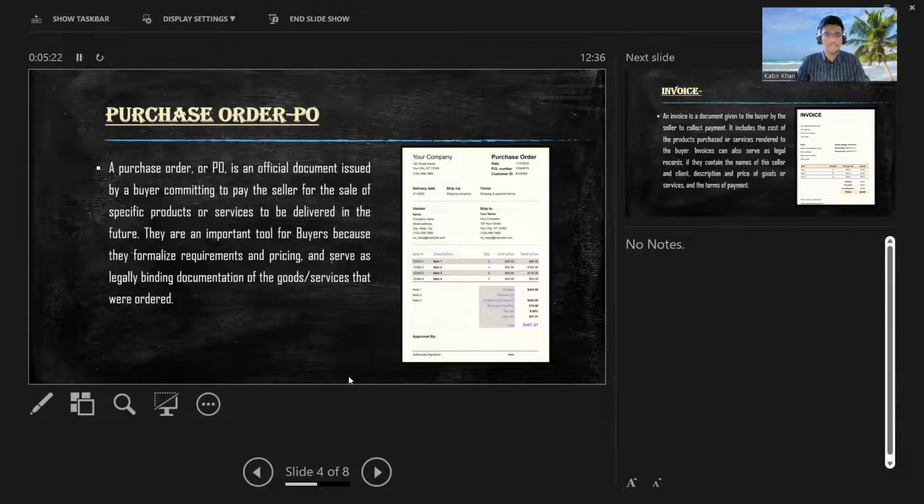So who will raise the purchase order? In short, we can say the buyer raises the purchase order and this purchase order is shared with the seller in order to get the goods dispatched. It's like an official confirmation from the buyer to the seller that we agreed to buy the goods from you at so and so prices and so and so quantities.